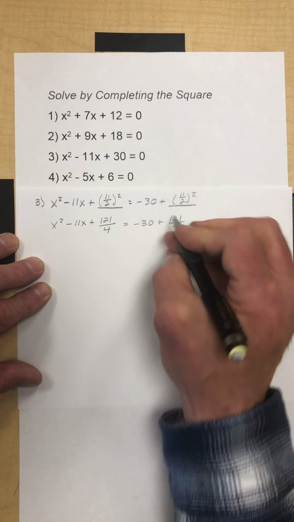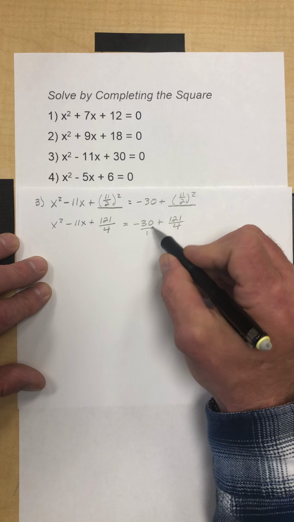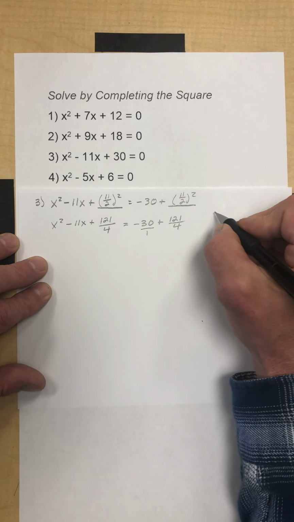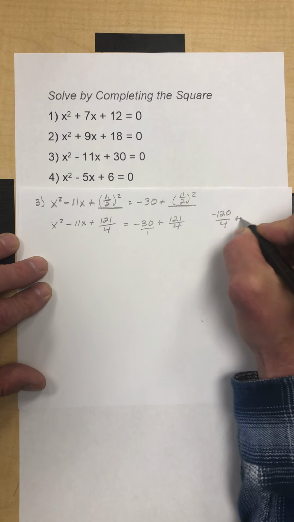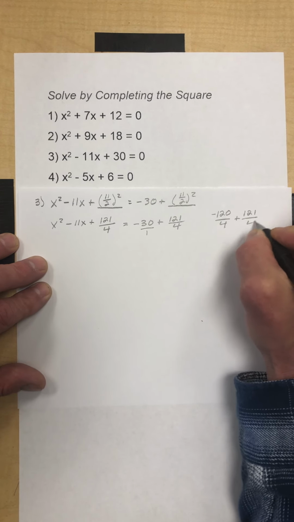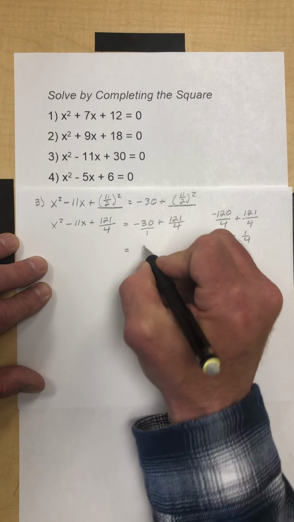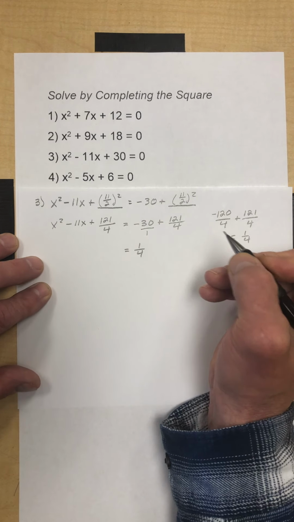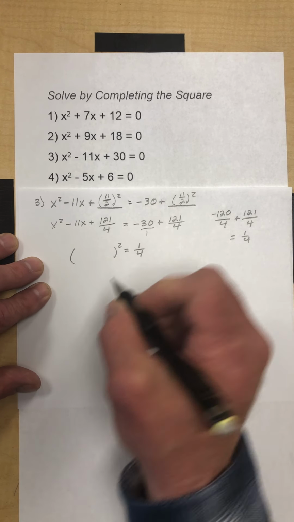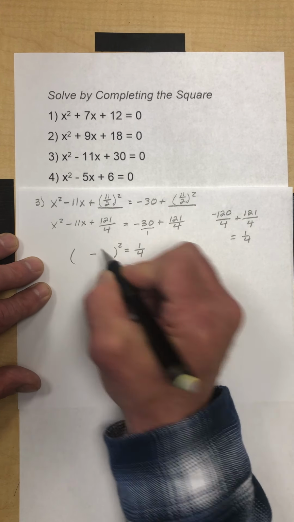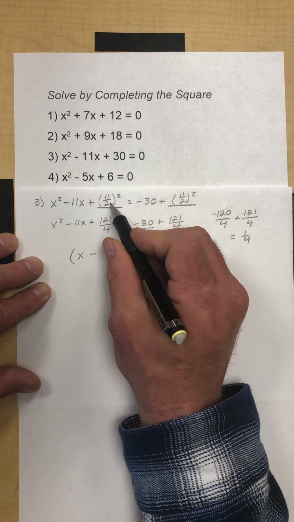I have to add these together, so that's like negative 30 over 1. The common denominator would be 4, so I'd have to multiply above and below by 4. So when I do that, I get negative 120 over 4 plus 121 over 4, which obviously would give me 1/4. So on the right-hand side, I have 1/4. If I factor this guy on the left-hand side, it's going to factor into the square of a binomial. Bring the sign of the linear term down. Square root of x squared is x. Square root of 121 over 4 is 11 halves.